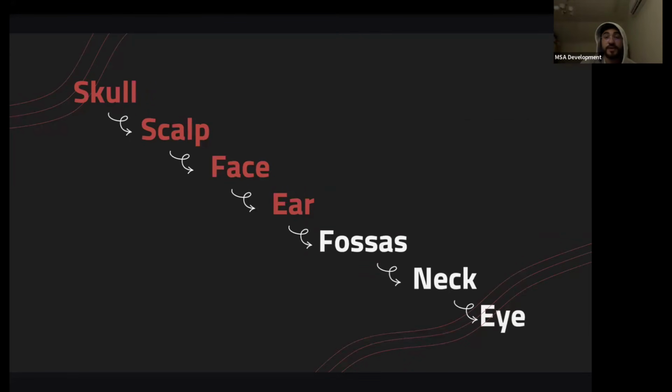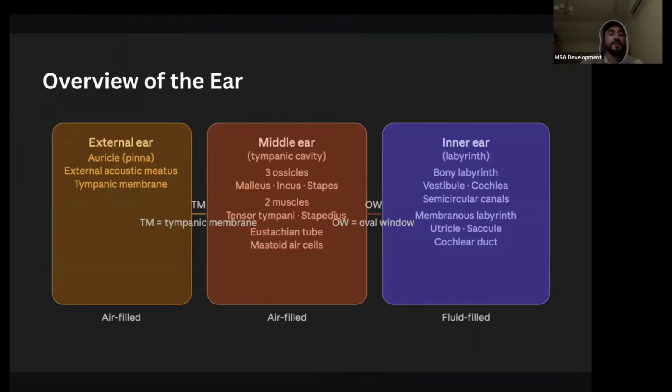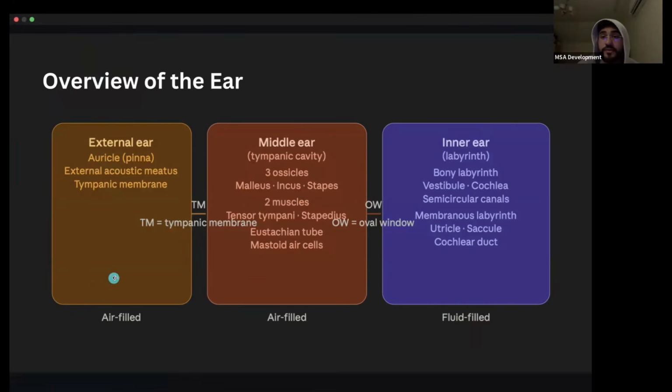So we're done with the face. Moving on now to the ear. For the ear, basically you have the external ear, the middle ear, and the inner ear. Both the external and middle ear are filled with air. The only part that's filled with fluid is the inner ear. We're going to talk about the structures found within the external ear, then the tympanic cavity, and then the structures that make up your inner ear as well.